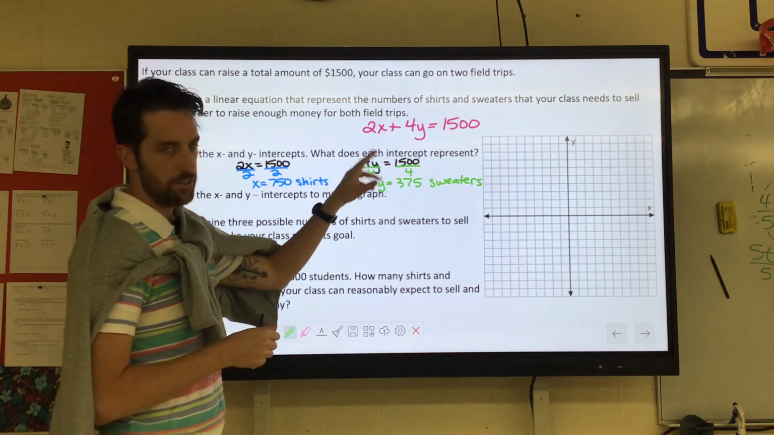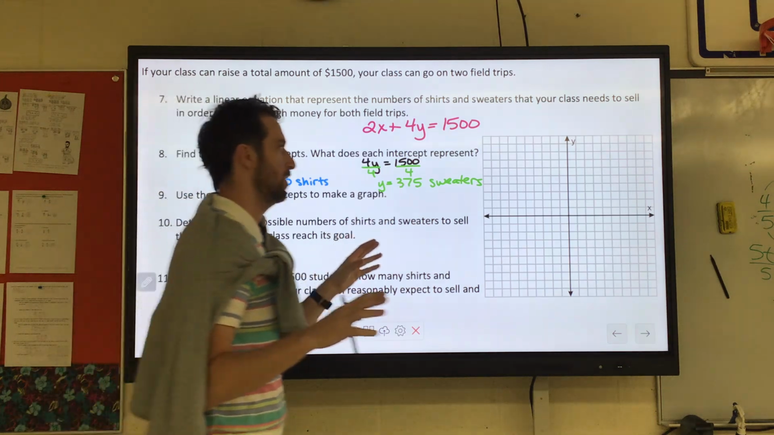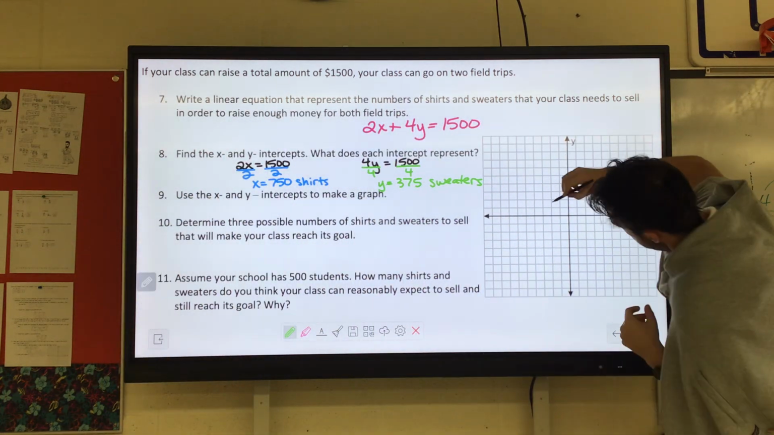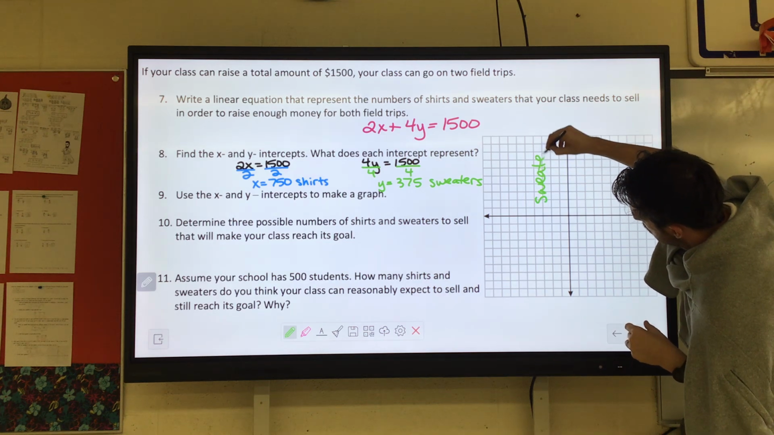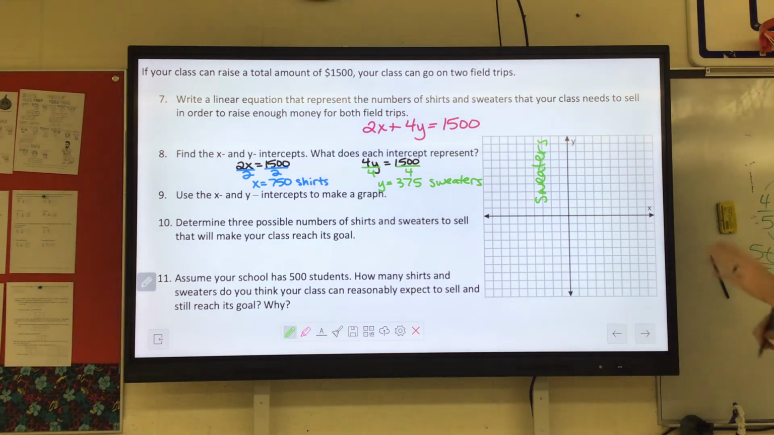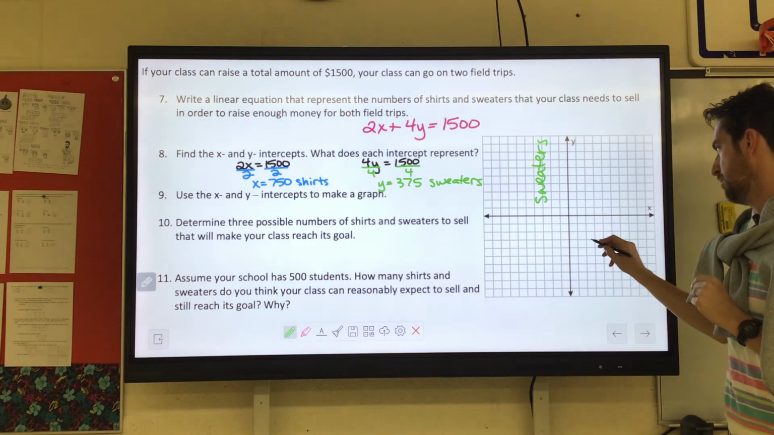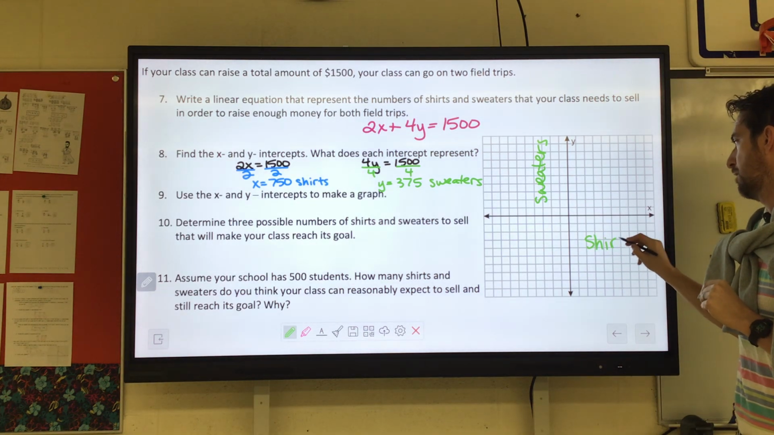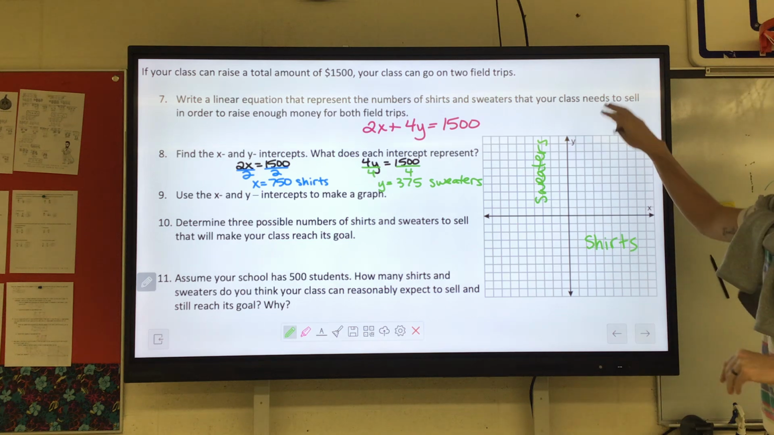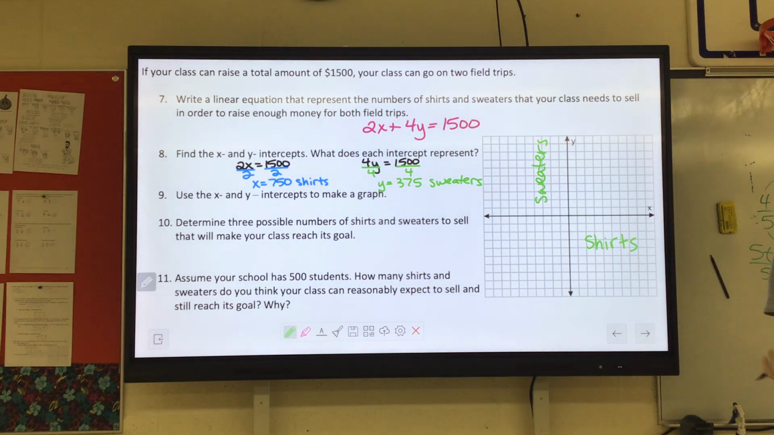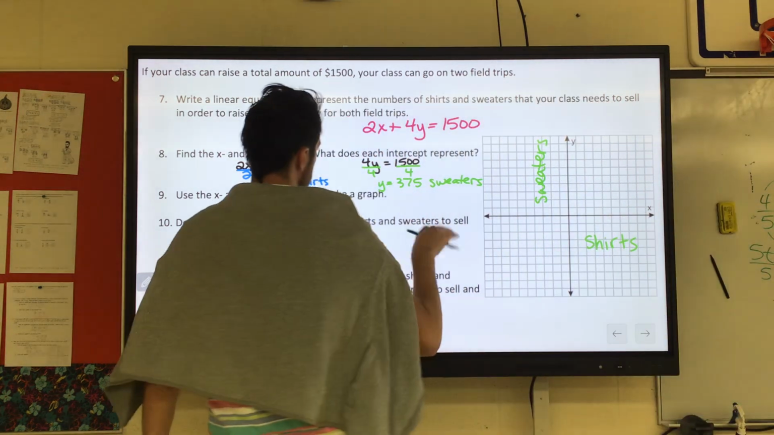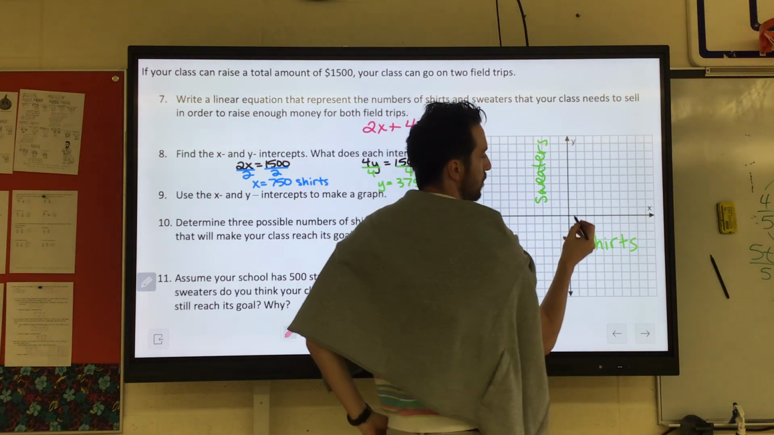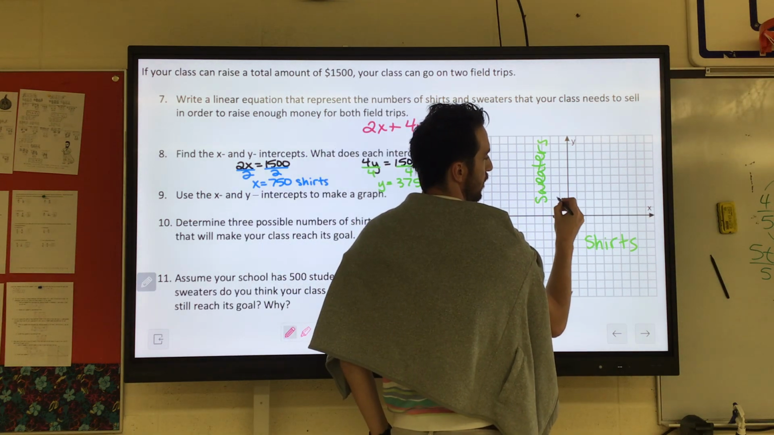Now Y represented our sweaters, so we'll label it. So here would be our sweaters. And then the X represents our shirts. Now our graph goes 10 by 10. So our biggest number is 750 divided by 10. We could go by 75s. And you could label every single one if you want, or you can label every other one. 75 plus 75 is 150.